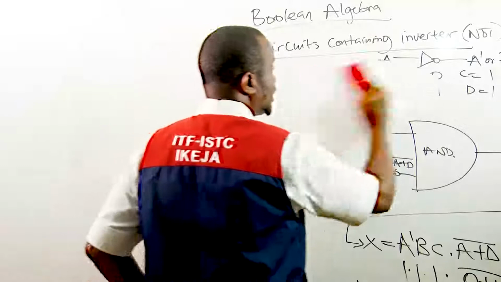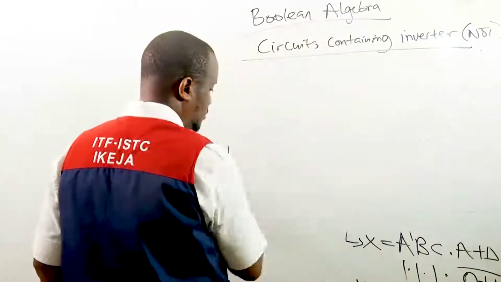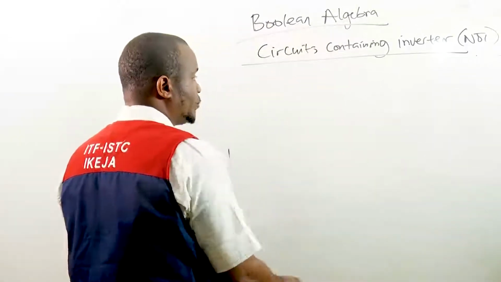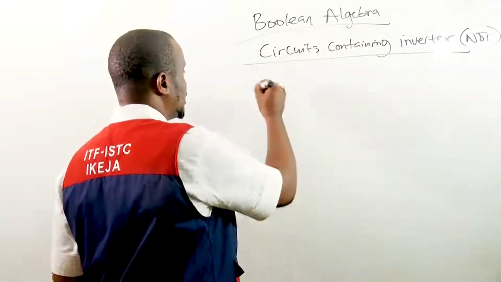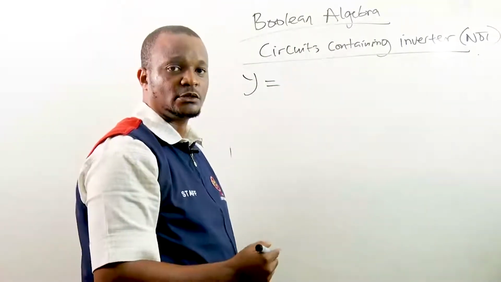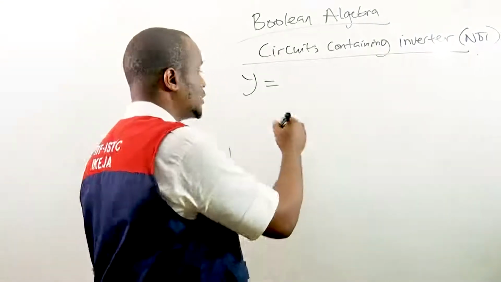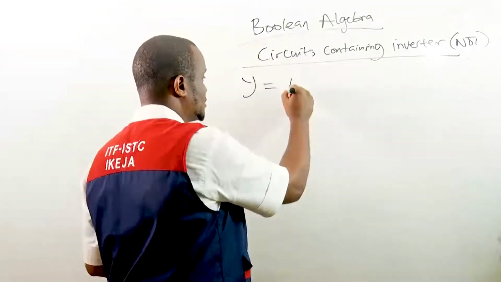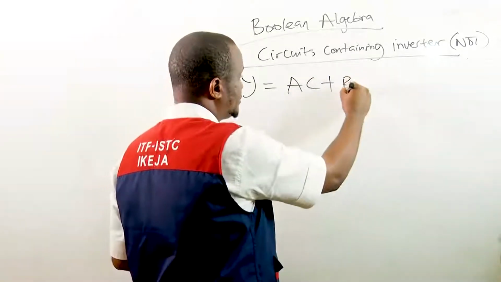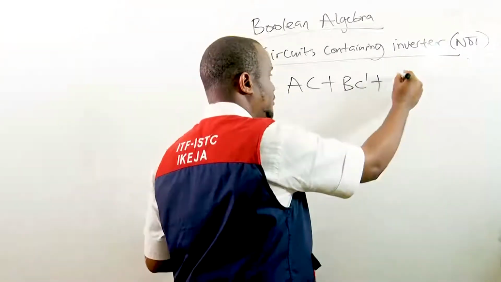So from this logic circuit, we could get the Boolean expression. Now, what if we are given the Boolean expression? Can we get the circuit that is obtained therein? So for example, let's say we have y is equal to AC plus BC prime plus A prime BC.